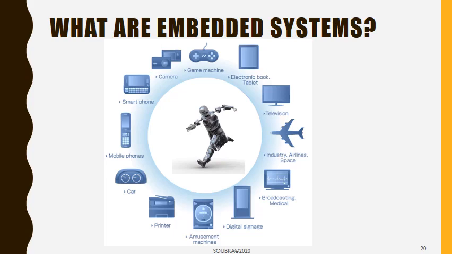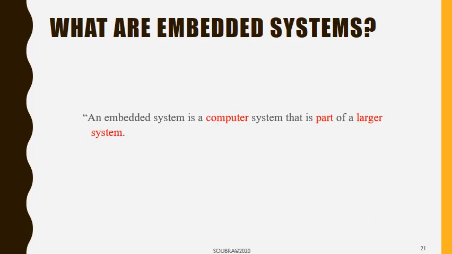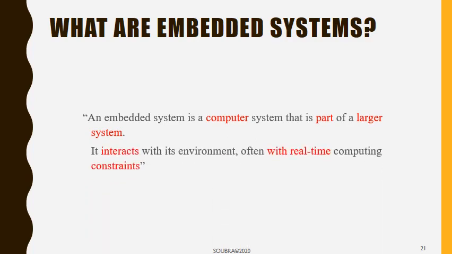So if you wanted to have a formal definition of an embedded system, that would be a computer system that is part of a larger system, and that interacts with the environment, and often with real-time computing constraints. This means that we have some kind of deadline that we need to respect in an embedded system, and this is why in the literature we often talk about real-time embedded systems. So whenever we talk about embedded systems, we also mean real-time embedded systems.